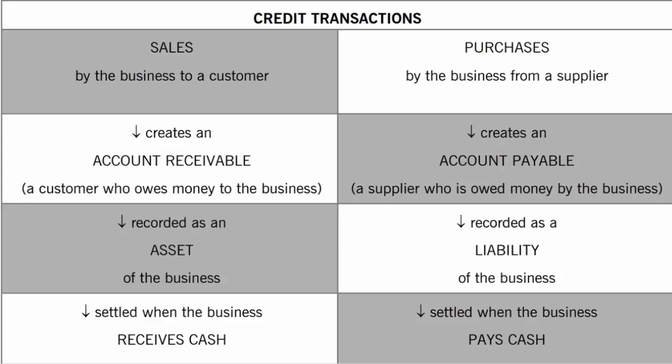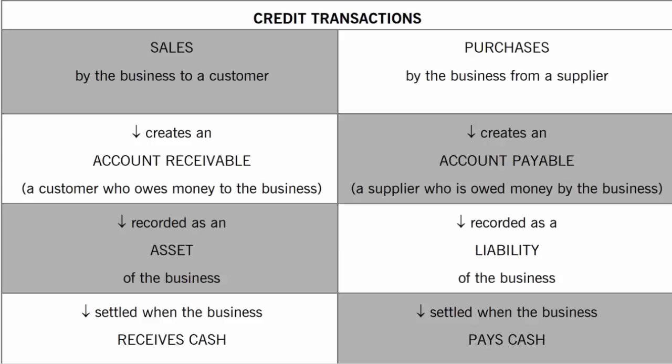Type of account. Accounts receivable is an asset because it represents money the business expects to receive. Accounts payable is a liability because it represents money the business is obligated to pay. How they're settled. Accounts receivable is settled when the business receives cash from customers. Accounts payable is settled when the business pays cash to suppliers.